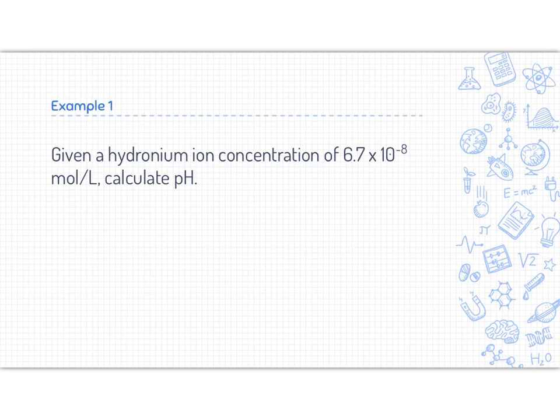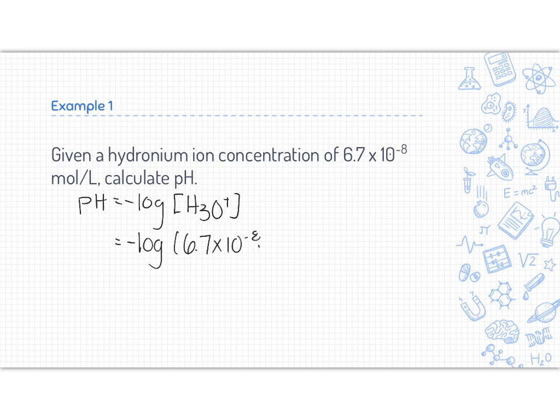So given a hydronium ion concentration of 6.7 times 10 to the negative 8 moles per liter, calculate the pH. Again, pH is the negative log of the concentration of H3O plus. So this is the negative log of 6.7 times 10 to the negative 8 moles per liter. How many significant digits do we have in our concentration? We have 2. Therefore, we must report our pH value to 2 decimal places.